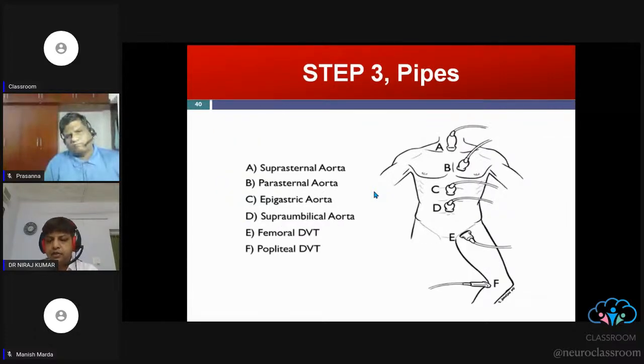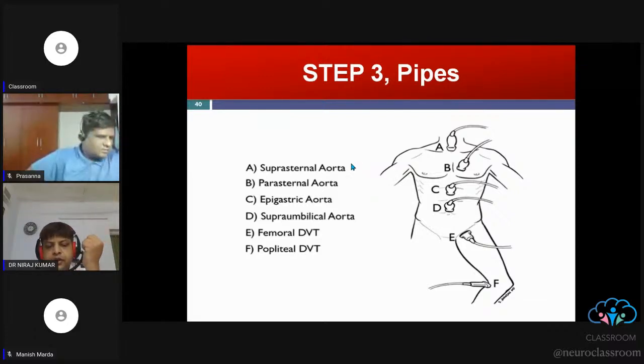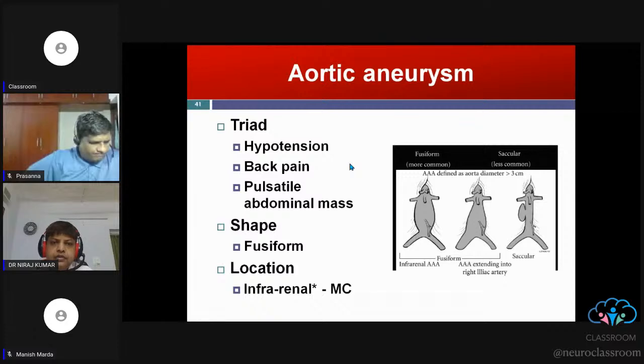Then the third part of this RUSH protocol is to see the condition of the major blood vessels. First of all, we have to see the major arteries, that is the abdominal or thoracic aorta. So we have to search for any evidence of an abdominal aortic aneurysm, because that may rupture and cause shock. And another is aortic dissection.